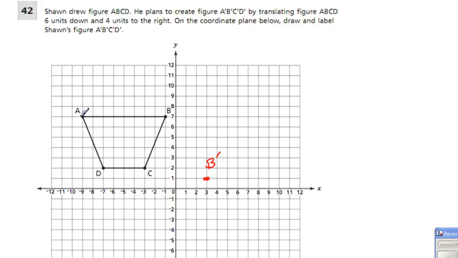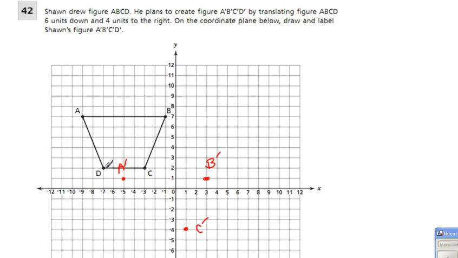How about A? A started from 9, so it's going to go down 6, and we're going to go over by 4 units. 1, 2, 3, 4, right over here. That will be A prime. C will go down by 6 units, so 2, 4, 6, but over 4 units, right over here.